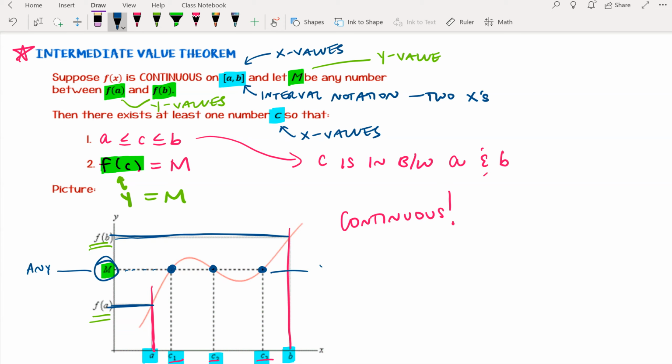This one has 3 y values equal to m, at 3 x values, right? At 3 x values, we have 3 y values that are equal to m. Sometimes, though, you just have 1. This theorem is just saying you will always have at least 1.